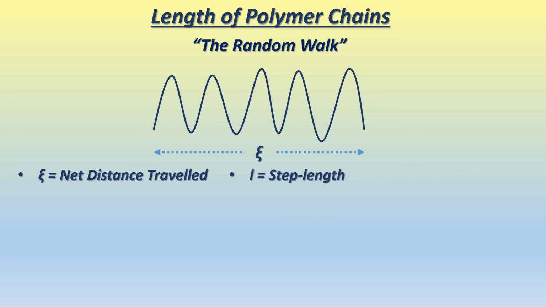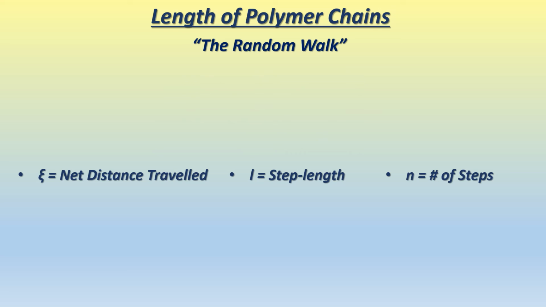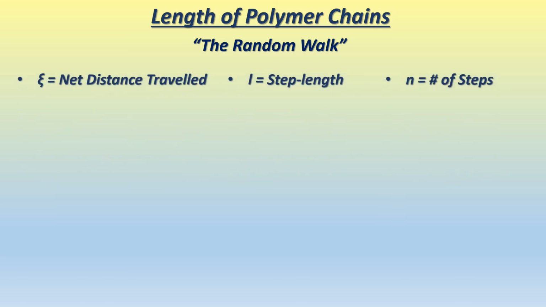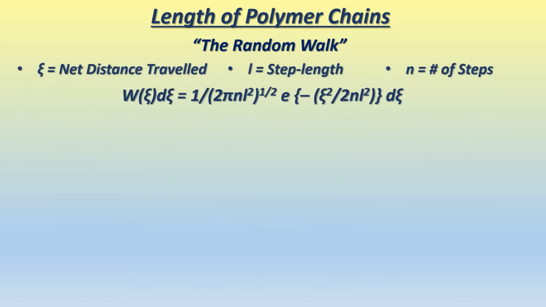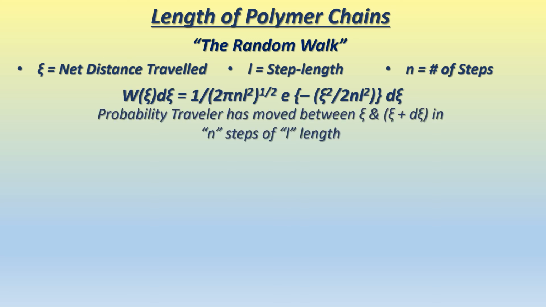If I take L number of steps, meaning I add L number of monomers, and N is the number of steps taken, statistically, you wind up with the following relationship, which tells you the probability that the traveler or the walker has moved between Z and Z plus dZ, the change in Z, in N number of steps of length L. That's the statistics.